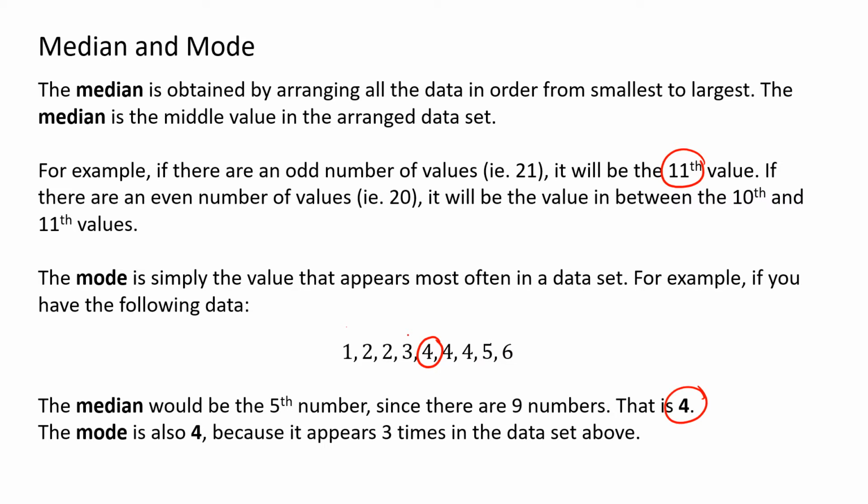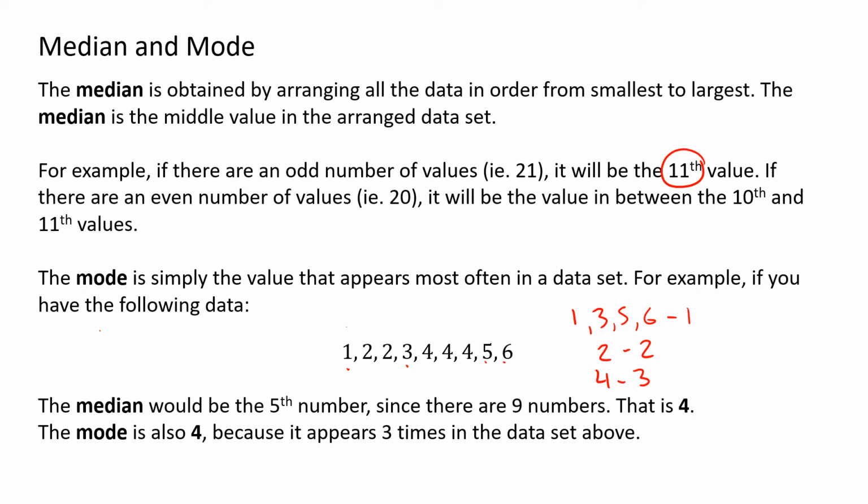The term we haven't talked about yet is the mode. The mode is simply which value appears most often. So in this case, 1, 3, 5, and 6 only appear once. 2 appears twice, and 4 appears 3 times. So the mode here would be 4. If you have multiple values that appear that many times, let's say there was another 2 here, then your mode would be numbers 2 and 4.